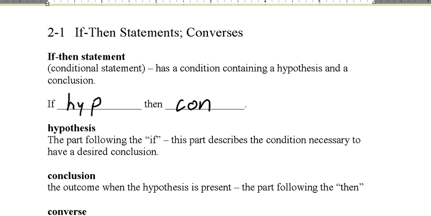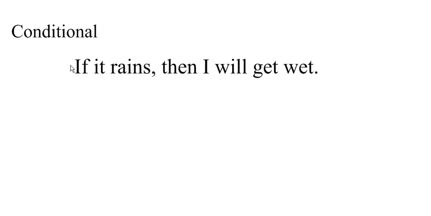An example of this would be the conditional statement, if it rains, then I will get wet. Our hypothesis is it rains. That's the condition we're looking for. The conclusion is I will get wet. Now, to be a conditional statement, it doesn't have to be true. Of course, we know that you might be inside and you might not get wet if it rains, but if we're assuming that this is true, then anytime we see rain, we assume that we will get wet.